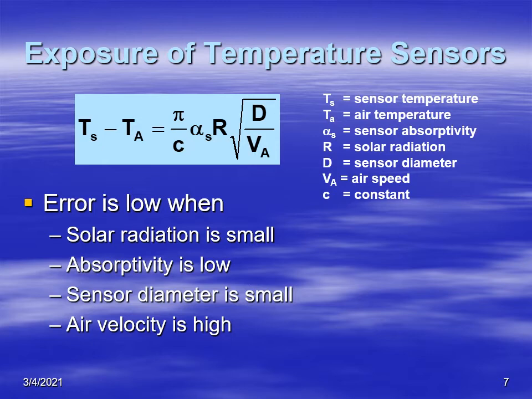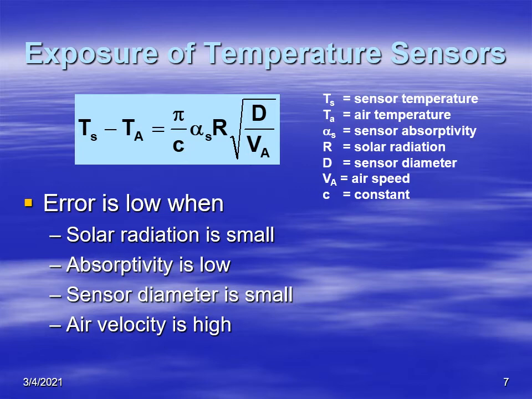The other factors are in the square root. D is the diameter of the sensor. If you have a large sensor, then it's going to have larger errors. Smaller sensors are preferred. And then finally, VA in the bottom. When VA is big, the right-hand side of the equation is small. That's the velocity of the air.